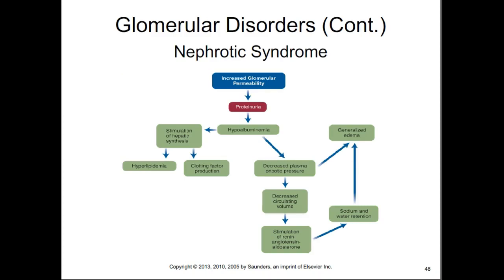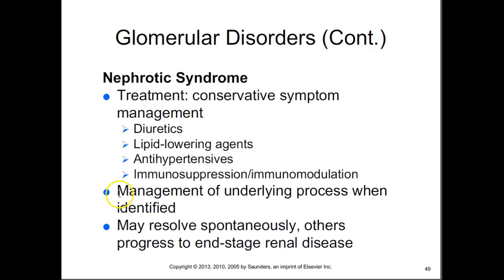Nephrotic syndrome, so you're going to see here the flow of nephrotic syndrome, okay, and kind of follow that, and you'll see that it's going to start off with proteinuria and lead to edema. And then nephrotic syndrome, the treatment is conservative management like diuretics, lipid lowering agents, antihypertensives, immunosuppression and immunomodulation, and management of the underlying process, which has been identified. May resolve spontaneously, but some also can progress into end-stage renal disease, right?